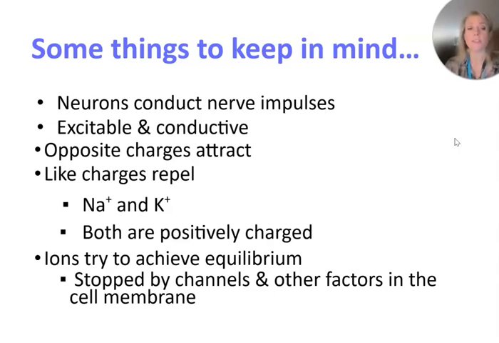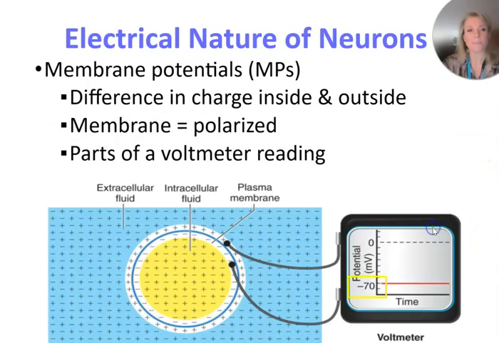Also remember that ions try to achieve equilibrium, and if they were allowed to, they would just move until they reach certain concentrations across a barrier, but they are stopped by channels and other factors in the cell membranes of neurons, so that's not always going to be possible for our little ions.